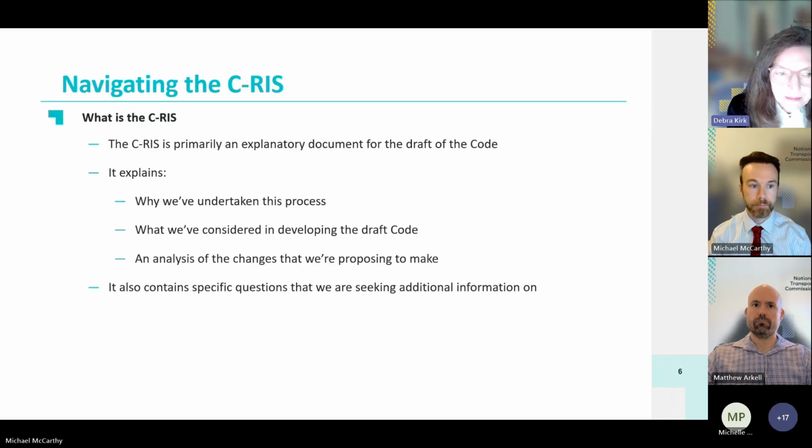Navigating the CRIS. The CRIS follows the guidelines and structure specified by the Office of Impact Analysis, OIA. It's primarily an explanatory document for the draft code. It explains why this review was needed, what we've considered in developing the draft code, and an analysis of the changes that we are proposing to make. It also contains specific questions that we're seeking your input on.